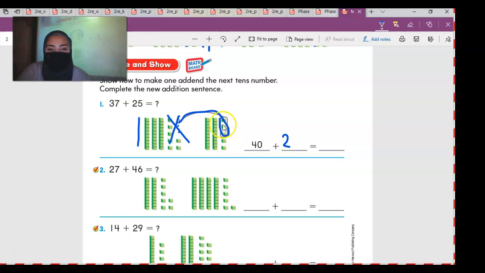Miss Yusuf, that's not 2 1s. That's 5 1s. I know it used to be 5, but now these are gone. Remember, you brought them over here. So there's 2 1s left over. So 2 10s and 2 1s.